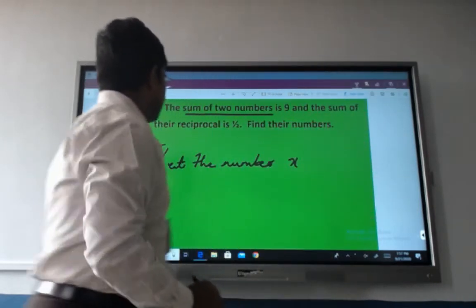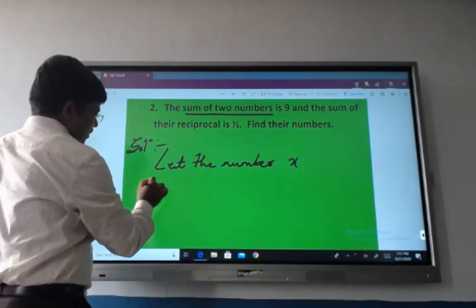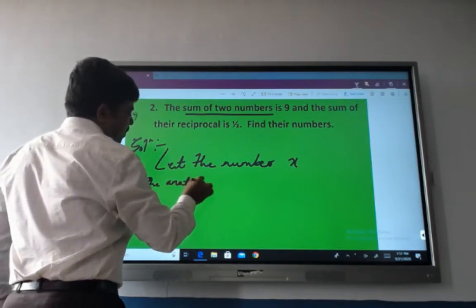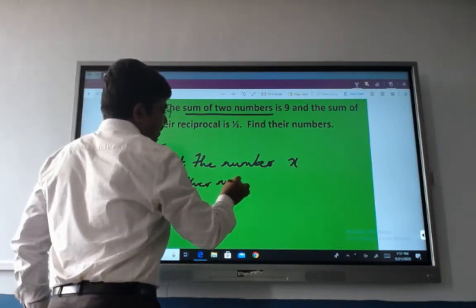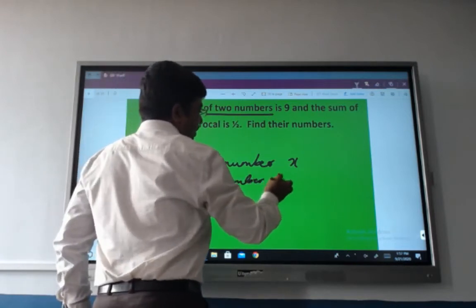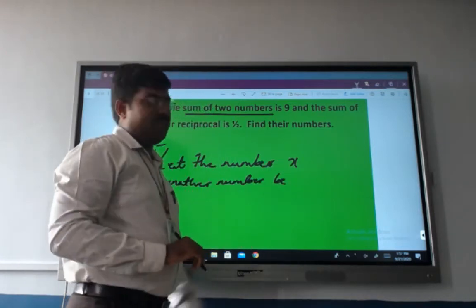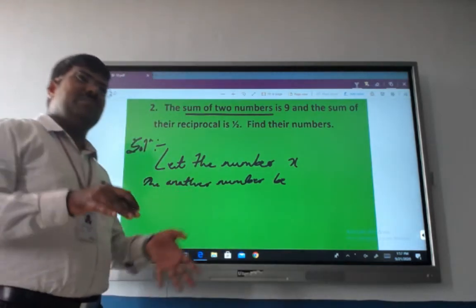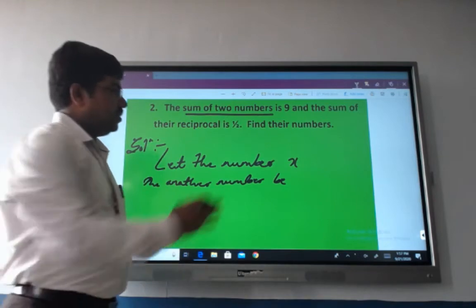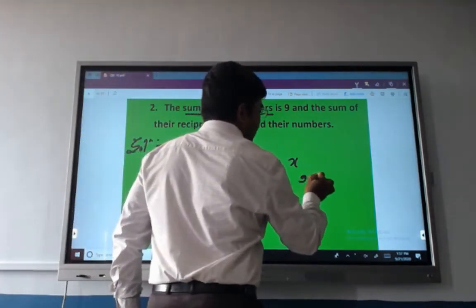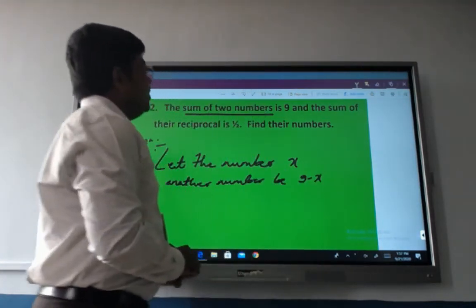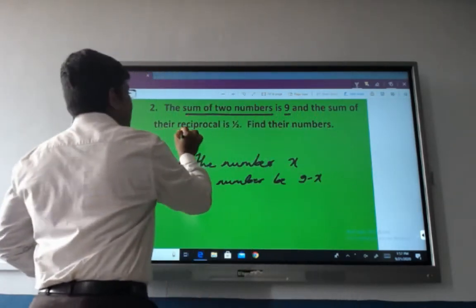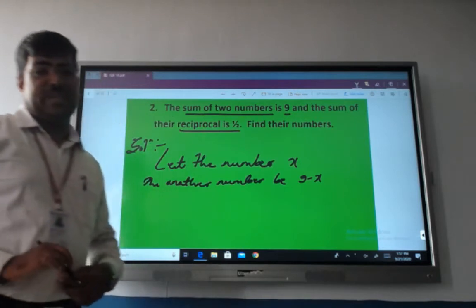So the other number is 9 minus x, because one number is already x, so we subtract it from the sum, and then we get the next number. That's why we take 9 minus x here. But what I have given here is the sum, 9, and the sum of their reciprocals is 1 by 2.